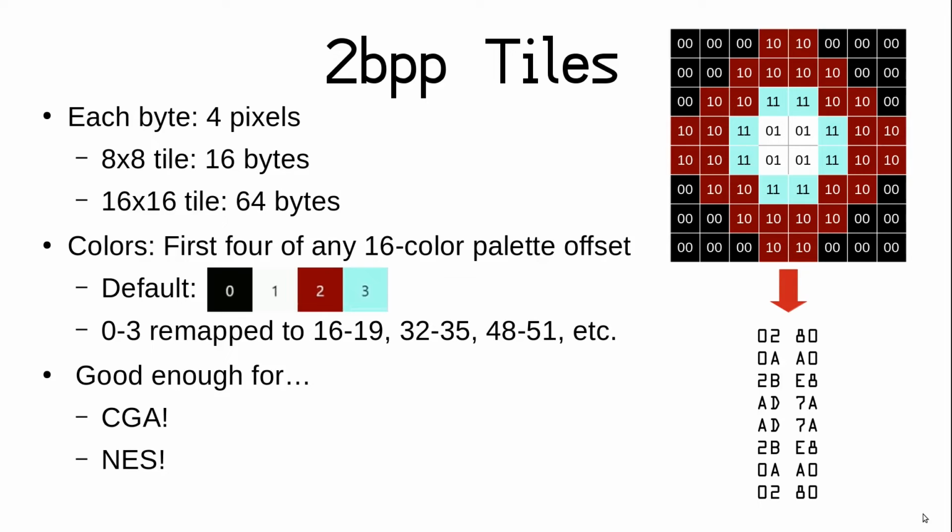Here we can see an example of an 8x8 2 BPP tile, using the default palette. Each row of pixels requires 2 bytes, and any pair of bits that are both clear will specify a transparent pixel. We can see how this binary bitmap translates to 16 hex bytes below, and that is what would need to be written to VRAM for this tile.